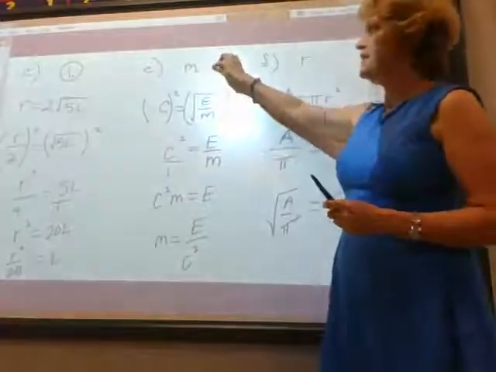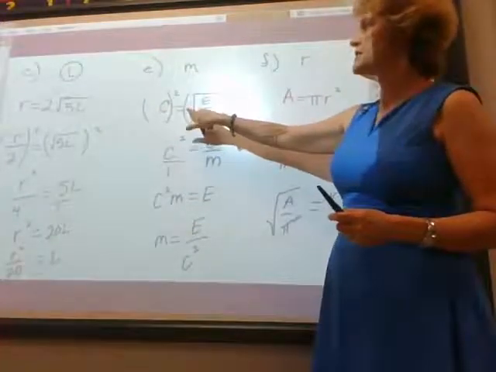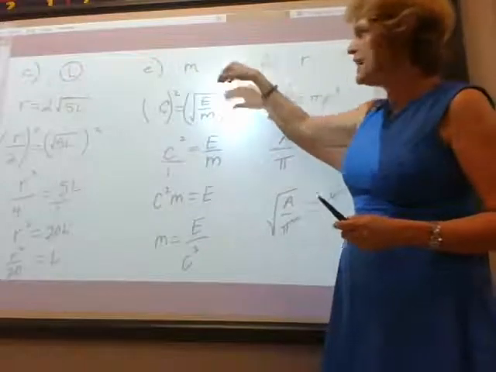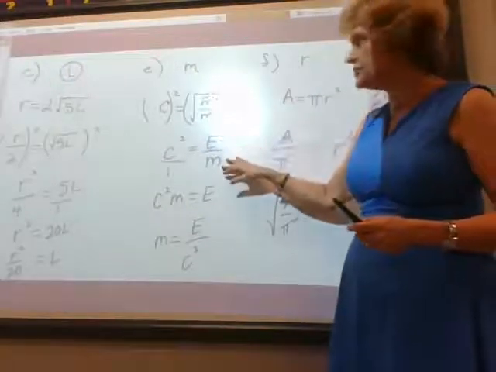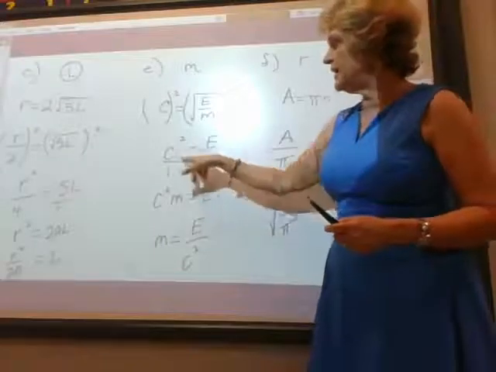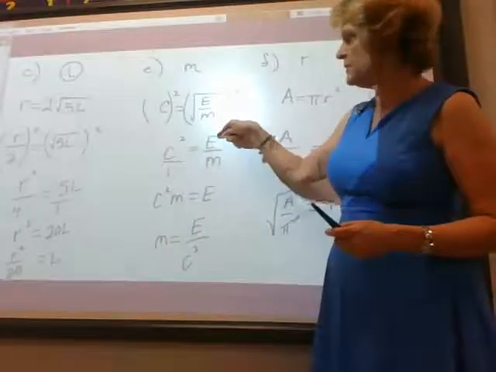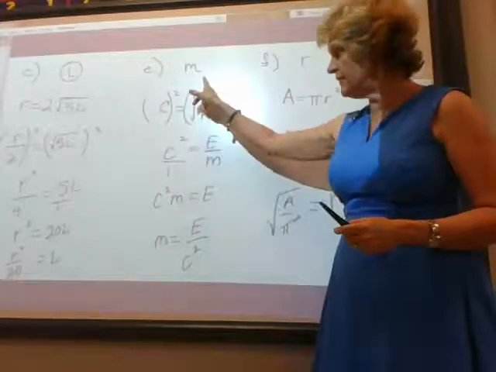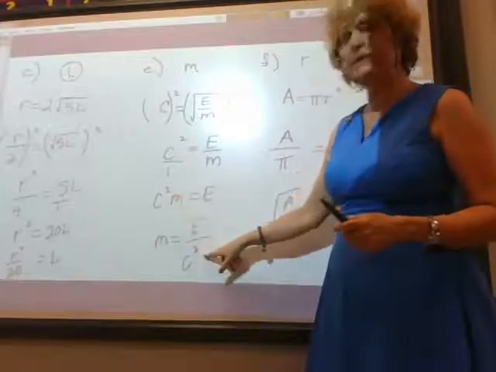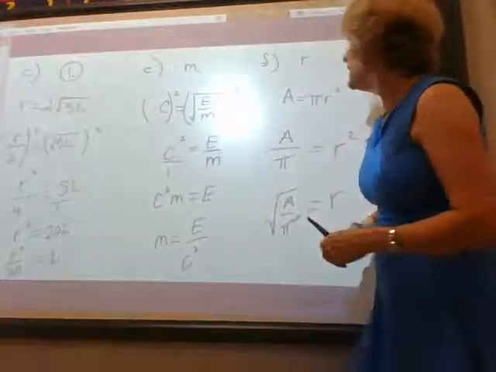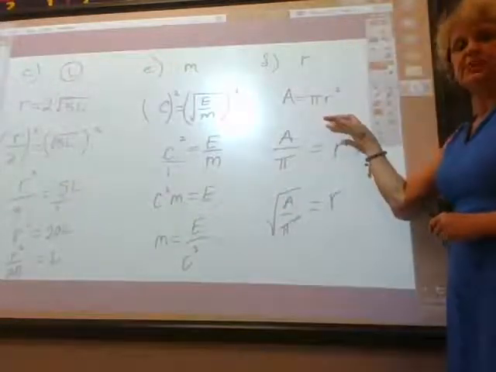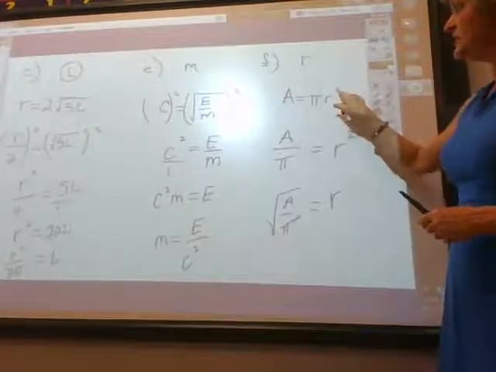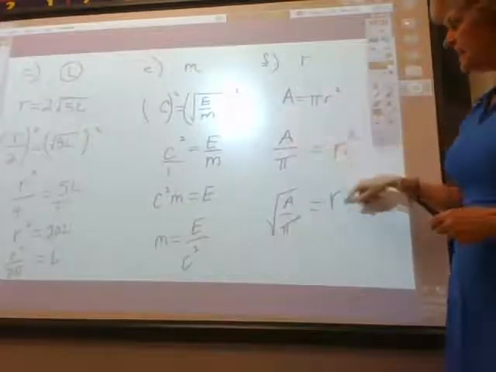For E, I'm solving for M. I had C equals the square root of E over M. So I squared both sides to get the radicand out. Then I put this over 1 so I could cross multiply. So E was equal to C squared M. I'm solving for M, so I divided by C squared. And lastly, this is a pre-algebra problem. You did this before. We solved for R, so we divide by pi and we take the square root of both sides.